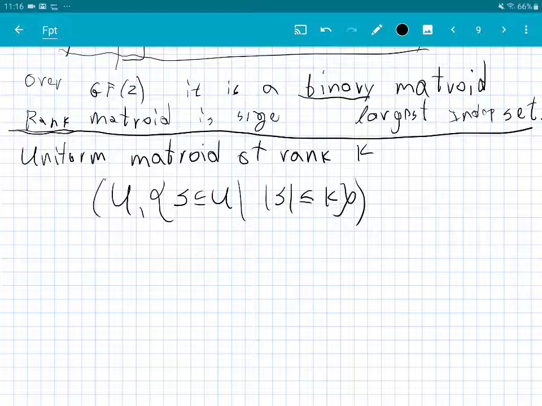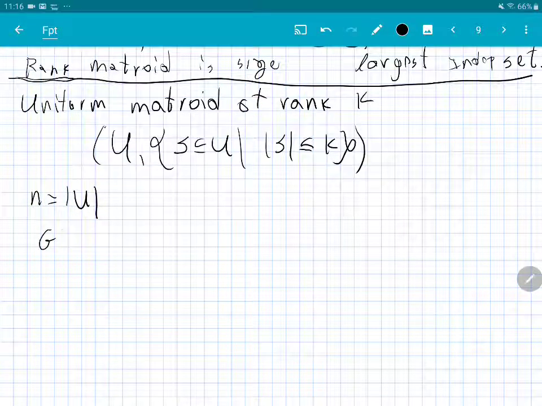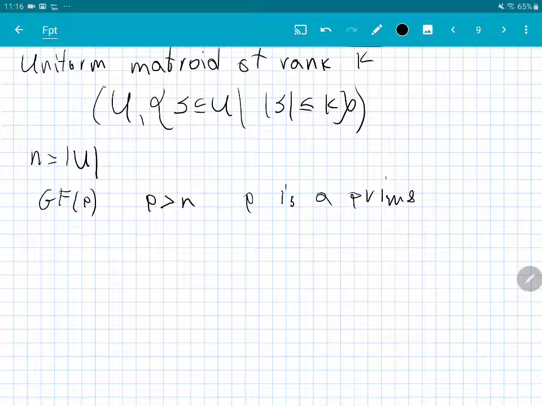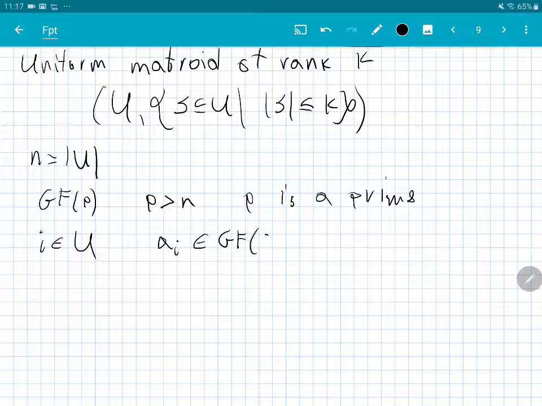Now, we want to show that it can be represented as a linear matroid. So the trick is that we have n elements. Let's assume that n is the size of U, and we're going to work over a field GF(p), where p is a prime larger than n. So we're working modulo a prime number, and then we're going to do the natural thing. For every element, let's call it i for convenience, I'm going to assign it a value a_i in GF(p), which is non-zero and unique.